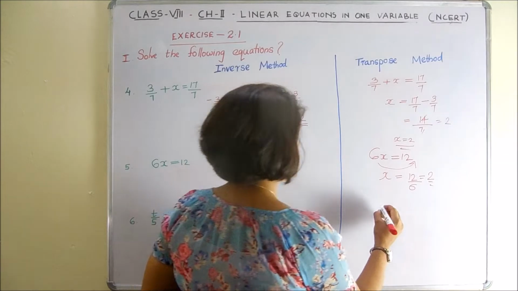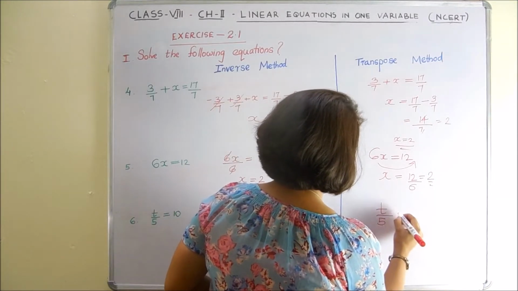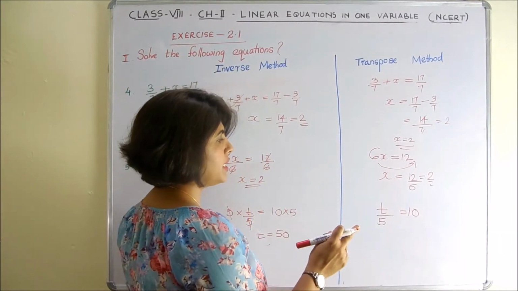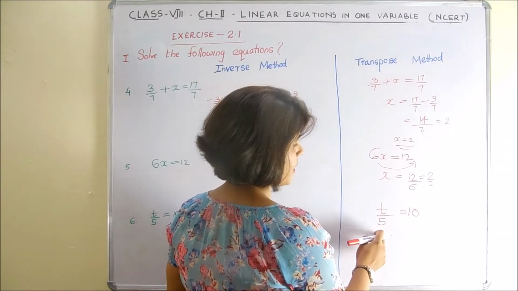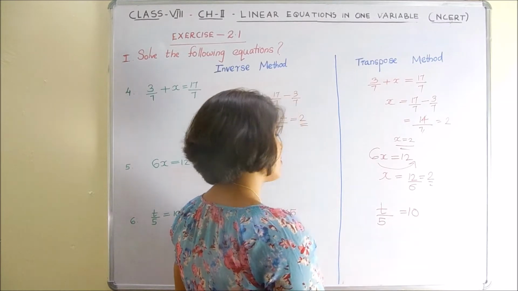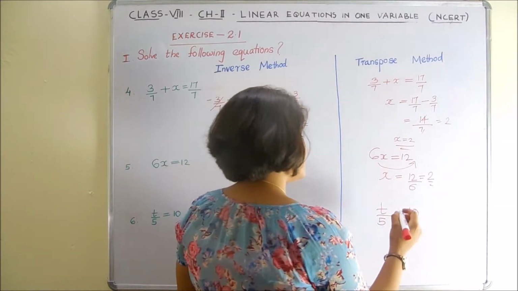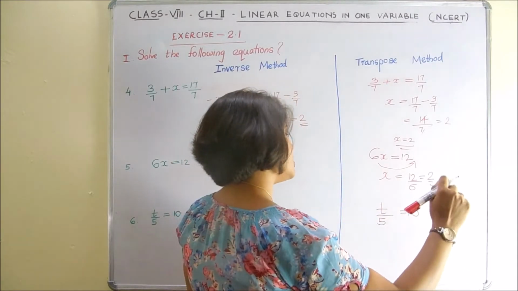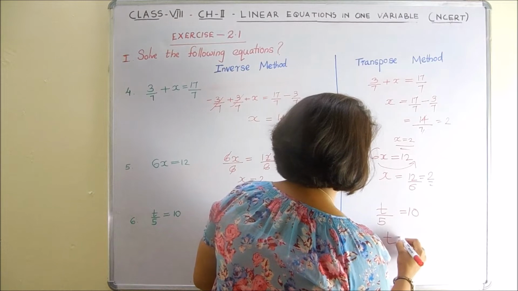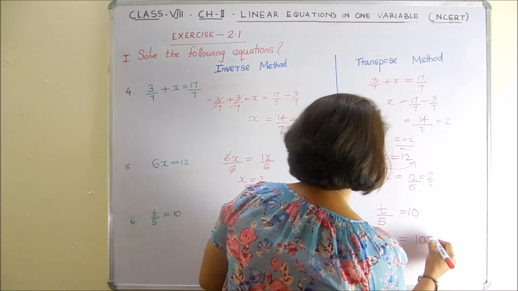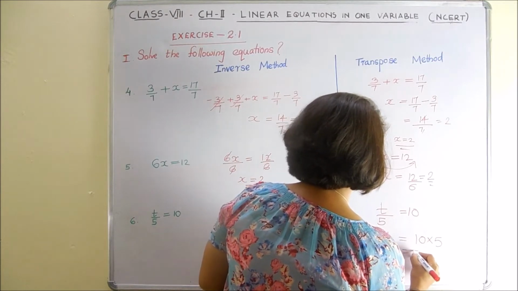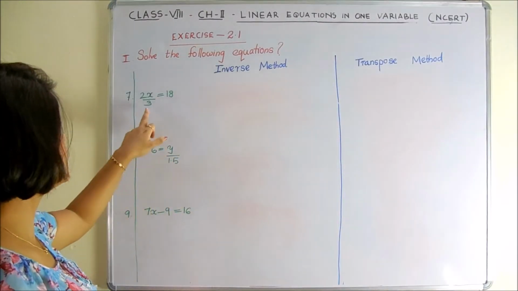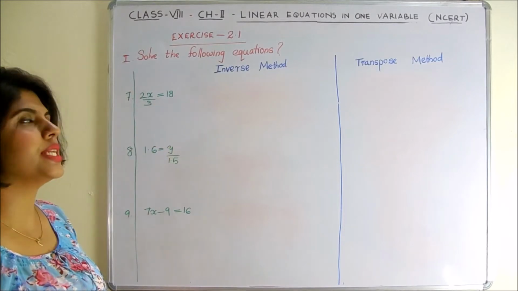And in the transpose method, t by 5 equal to 10. We have to eliminate this 5 from the denominator. So we can do the inverse operation by transposing it into the RHS. So it would become t equal to 10 into 5, which is equal to 50. t equal to 50. Next question is 2x divided by 3 equal to 18.